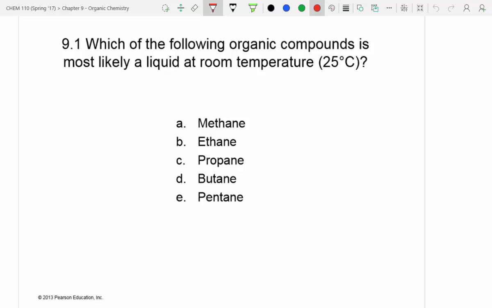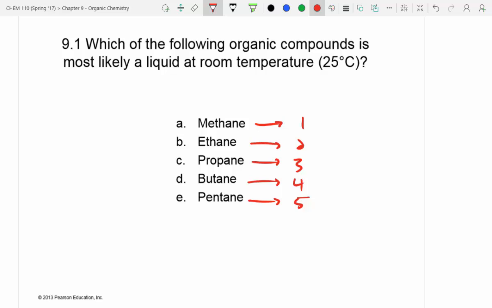So let's go through really quick and identify how many carbons are in each of these. So methane, how many carbons? 1. Ethane. 2. Propane. 3. Butane. 4. And then 5. So the real question is, which one's more likely to be a liquid? The heavier one or the lighter one?